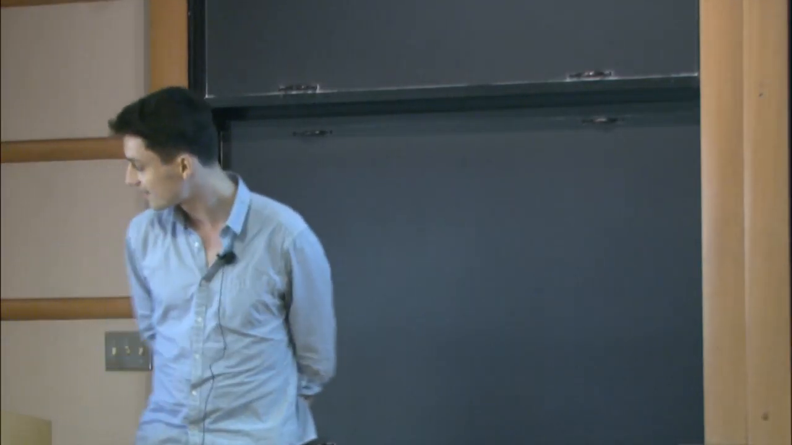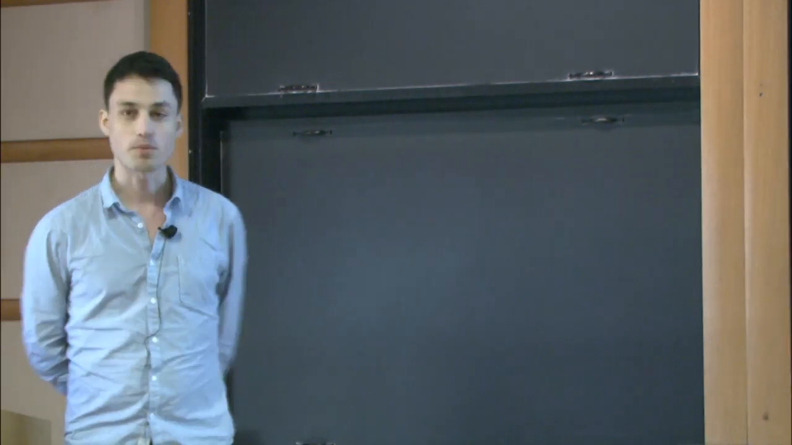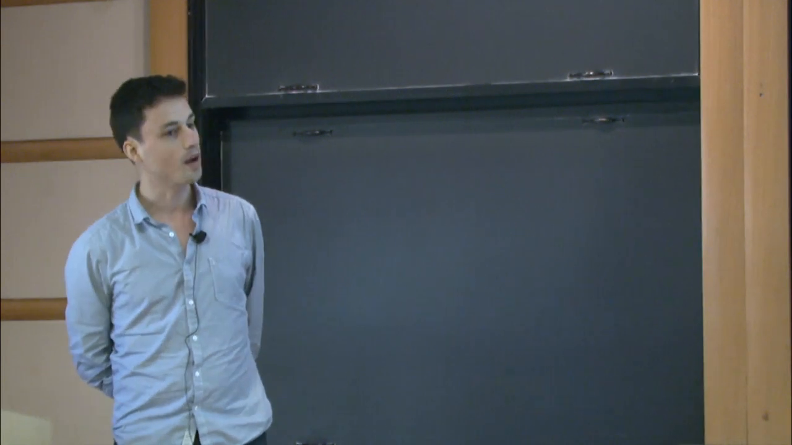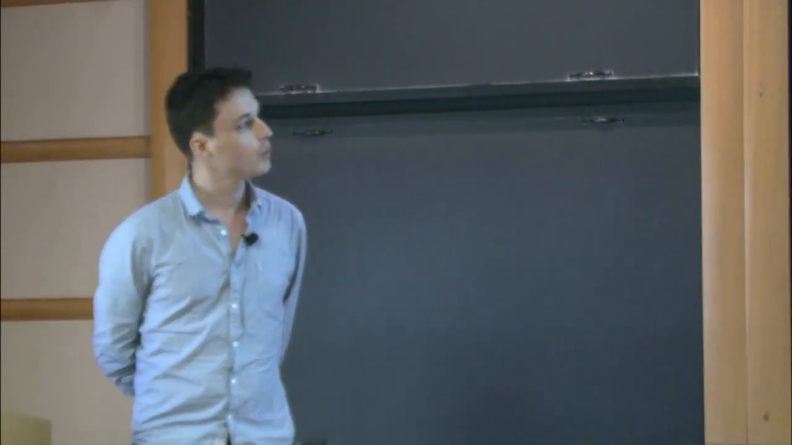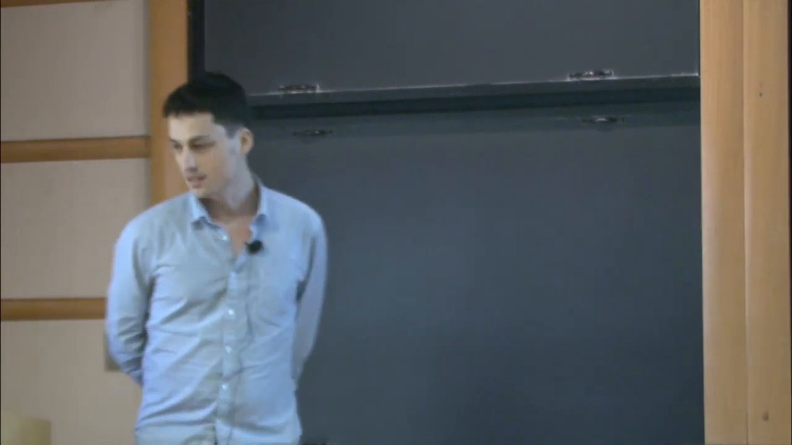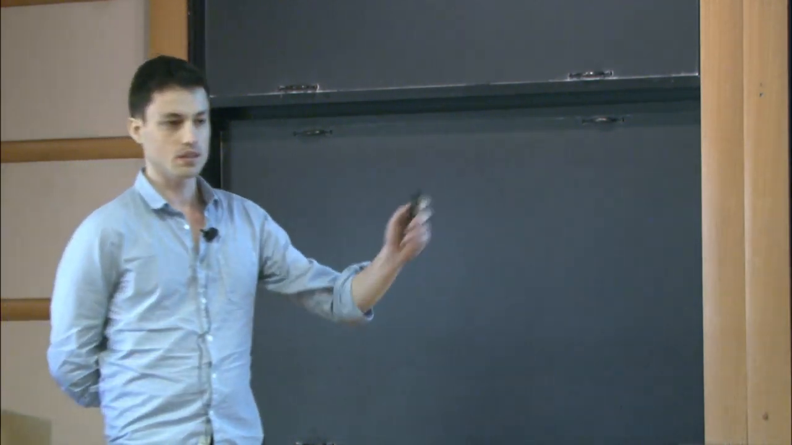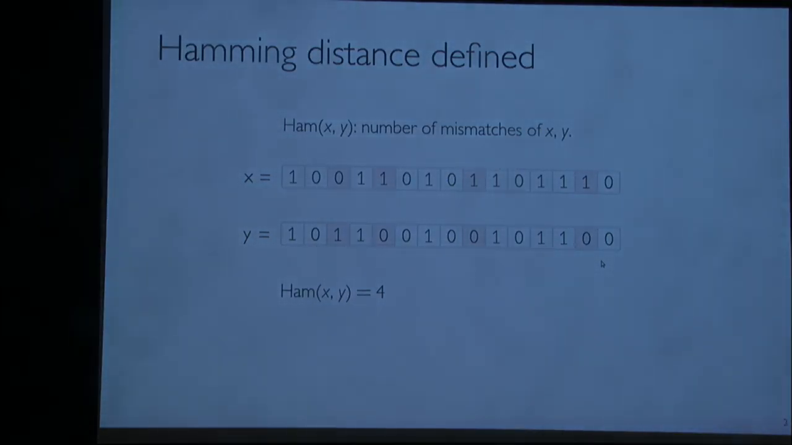Very excited about it. So I will be talking about the k-Hamming distance problem and how we can prove an optimal lower bound to it through understanding how heat behaves. So Hamming distance, given two strings x and y, the Hamming distance is the number of coordinates in which they differ. So here in this case, they differ in four coordinates.